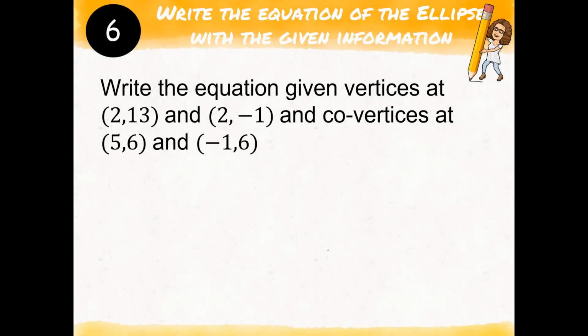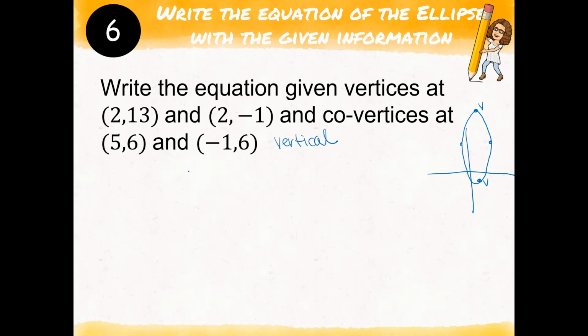Now, I'm going to be super mean now. I'm going to take away your graph. But we can graph it, right? Let's do a quick little sketch. So 2, 13, all the way up here. 2, -1 all the way down there. And those are vertices. And then my co-vertices are 5, 6, and -1, 6. So let's connect the dots. Notice, it is definitely a vertical ellipse, right? It's taller than it is wide. So that means I know that this is a vertical ellipse.